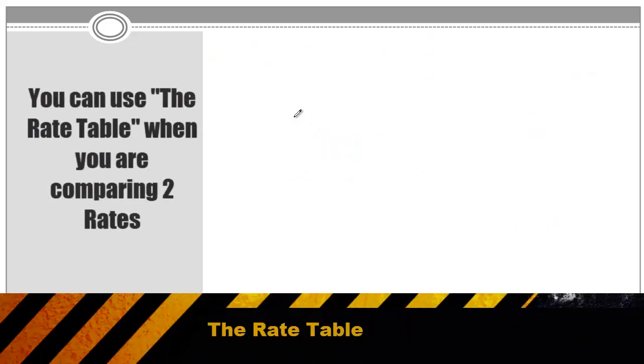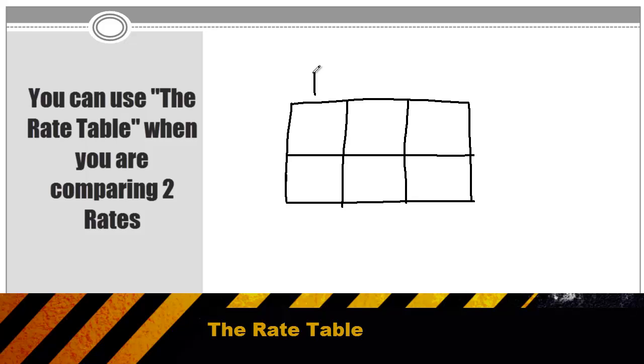Many of your problems will involve comparing two trips or two works. So you can build what's called a rate table, where I'm still going to use the equation that my rate times my time is equal to my distance, and I'm going to be comparing trip 1 and trip 2. And then I'm just going to fill in the table the best I can.